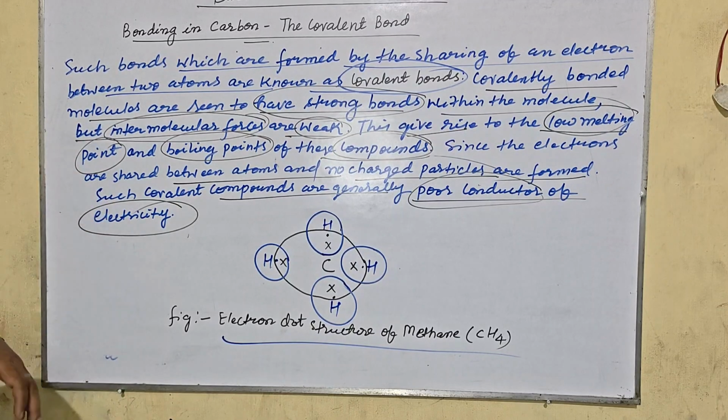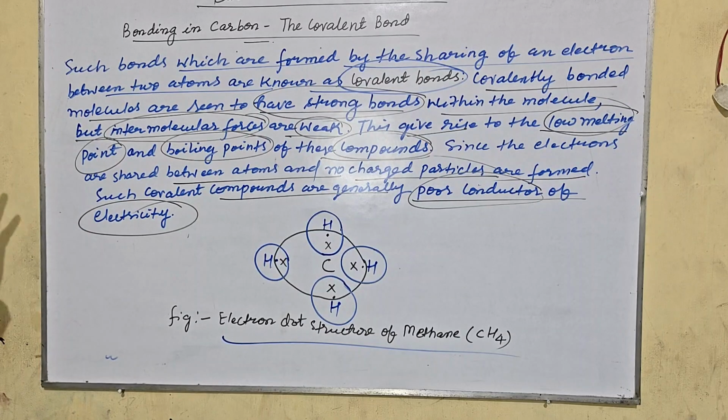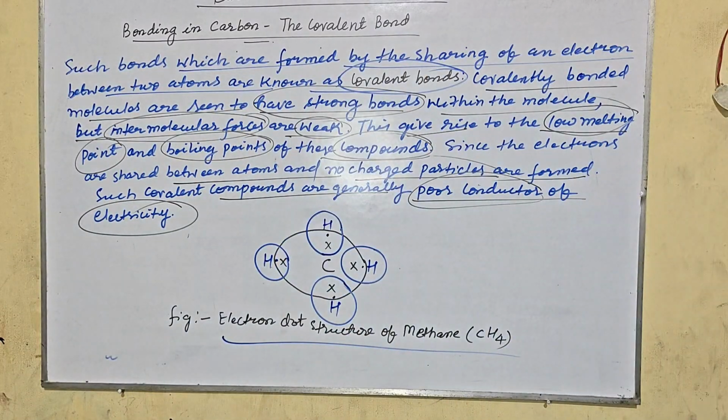After that, the second video is bonding in carbon, the covalent bond: what covalent bonds are and how they are formed. In the second video we covered the formation of covalent bonds in the oxygen molecule, the nitrogen molecule, and the formation of methane. How can you prove that methane has covalent bond formation, the sharing of electrons, and the electron dot structure of methane.